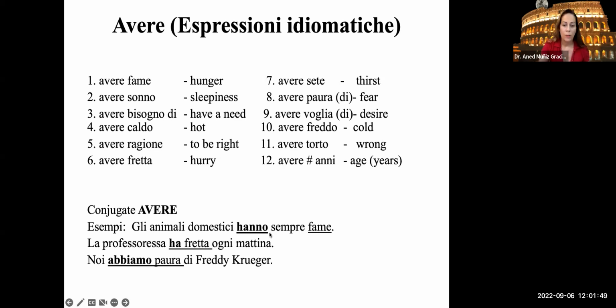And then if you say avere fame, how do you say they are hungry, right? Pets are always hungry. And then this is a loro, plurale, hanno sempre fame, right? And if you put our professor, and not talking about me, but in third person, and then you have here fretta, avere fretta, but you conjugate according to lei. Lei ha fretta ogni mattina. And then avere paura, right? To have fear or to be afraid of. Noi abbiamo paura di freddo. No, we're not saying noi siamo, right? Or loro sono fame. No, hanno fame, abbiamo paura, eccetera, eccetera.